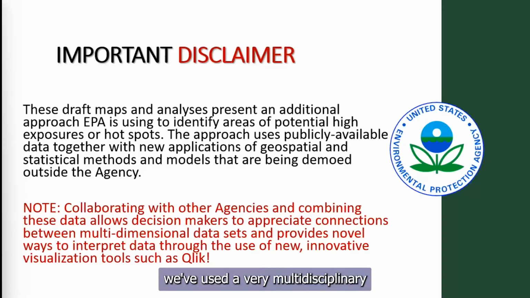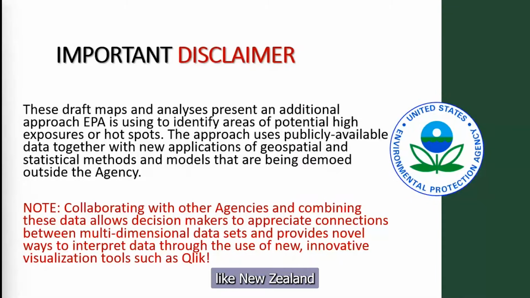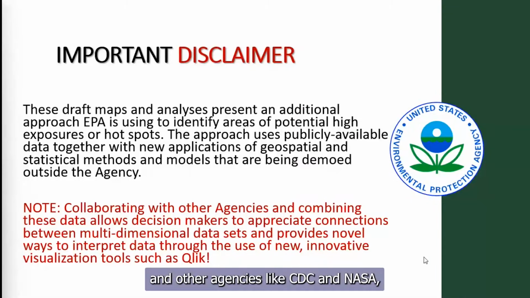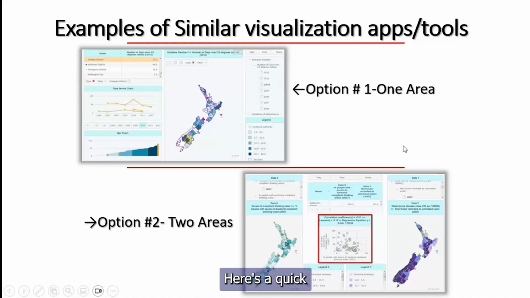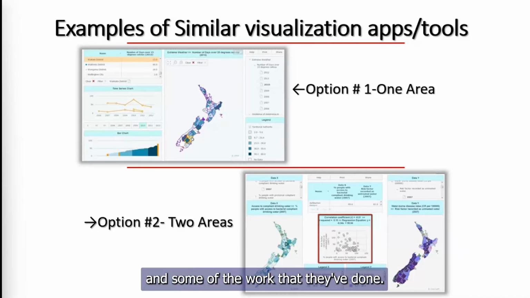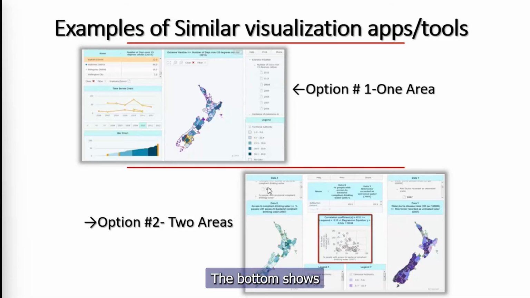We've used a very multidisciplinary approach of conversing with other countries like New Zealand and other agencies like CDC and NASA, because we really did not want to reinvent the wheel. Here's a quick example of New Zealand and some of the work that they've done. The top shows you a map or an area and information surrounding it. The bottom shows you 2 maps and information about those, in addition to widgets like a scatter plot. And ours really does resemble the bottom one.